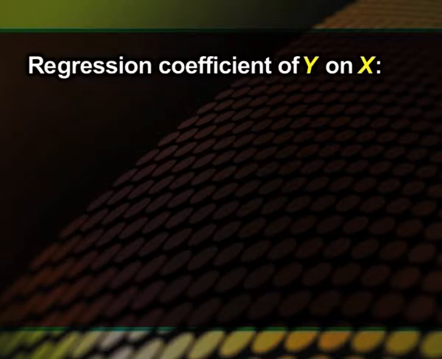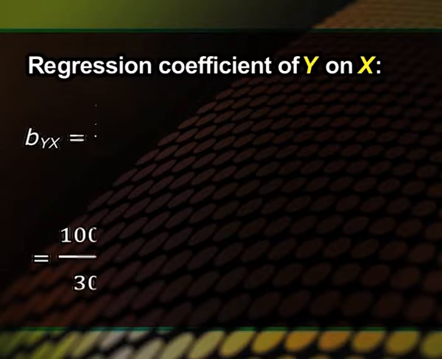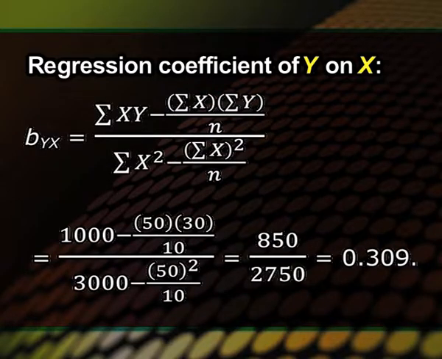Now let's calculate the regression coefficient of y on x. So that is byx. In the formula for byx, let's substitute the values again. By substituting the values, we'll have byx equals (1000 minus 50 times 30 divided by 10) the whole thing divided by (3000 minus 50 the whole square divided by 10). So that is giving us 850 divided by 2750. So we have the final value, that is 0.309.